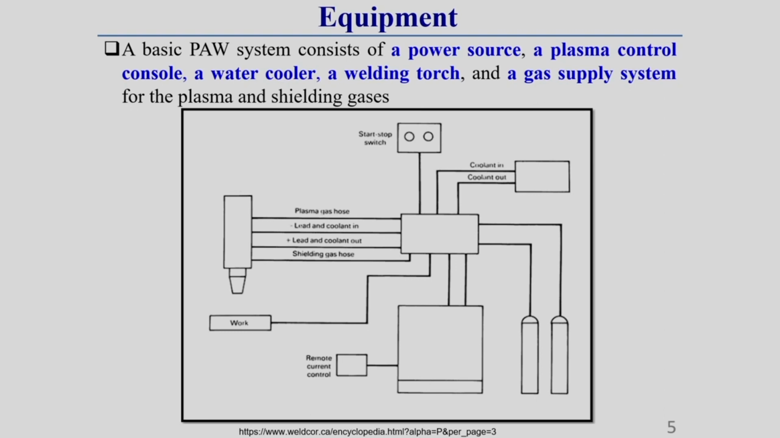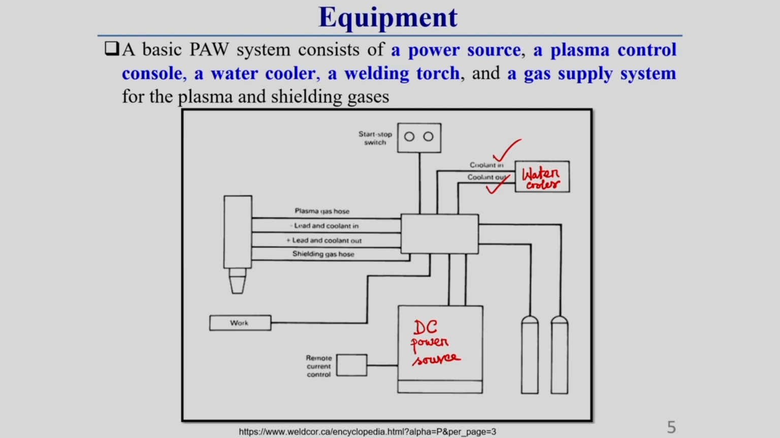It generally consists of a power source. In case of the plasma arc welding process, generally a direct current power source is used. That is why I am writing here, direct current power source is used. So, here you see there is a water cooler. From here the coolant is taken out and in, as there is a circulation of coolant.